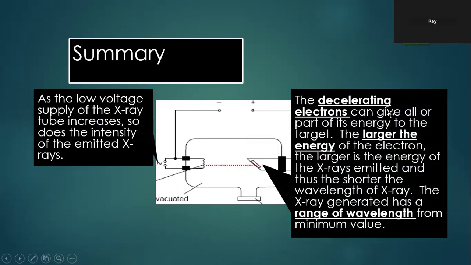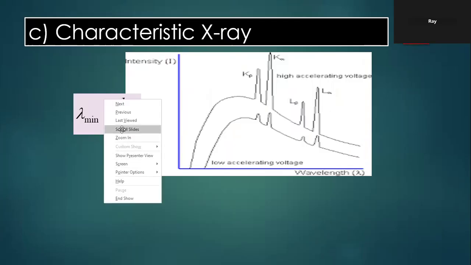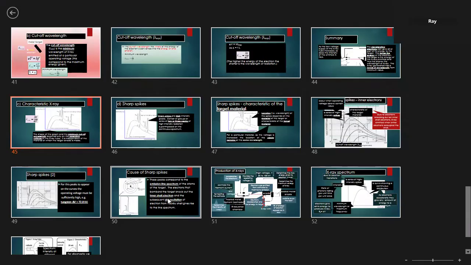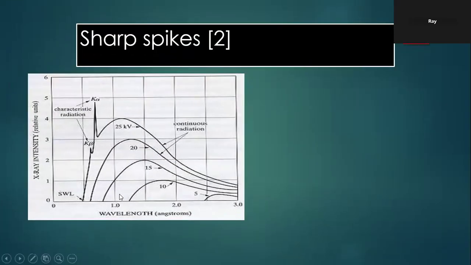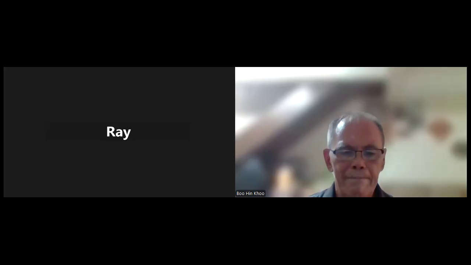A decelerating electron can give all or part of its energy to the target. The larger the energy of the electron, the larger the energy of the X-ray emitted, and thus the shorter the wavelength of the X-ray. The X-ray generated has a range of wavelengths from a minimum value to as high as possible. Okay, we won't bother about all this. Anything that is not clear? Anything you want me to explain? Okay. Everything's alright.